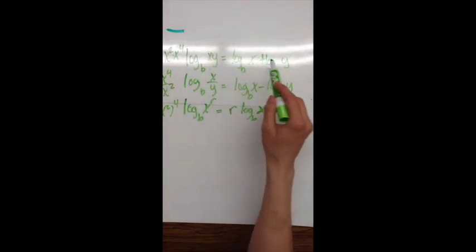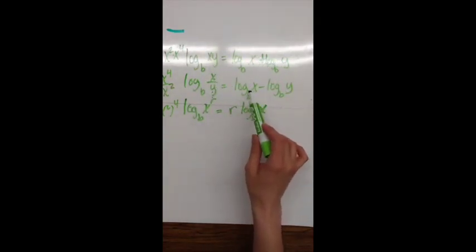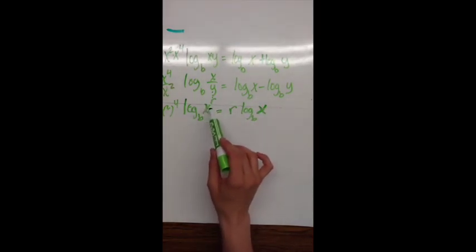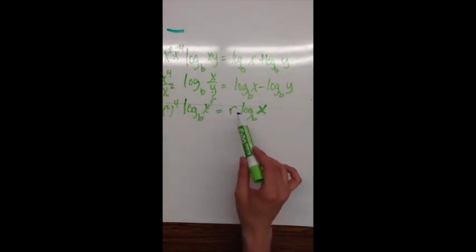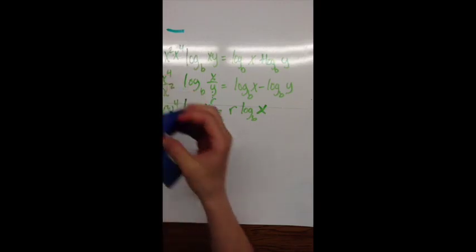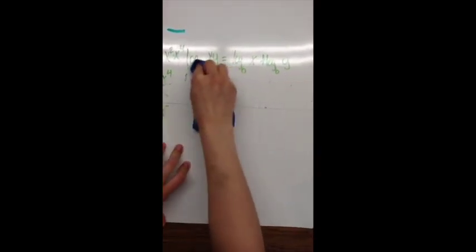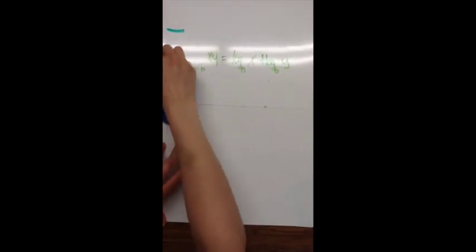So if you're multiplying the ofs, you split to 2 logs and put a plus. If you're dividing the ofs, I split to 2 logs and put a minus. If you have a power with the of, it gets multiplied out in front. So those are our three rules that we're going to be using as we're condensing. Now, condensing means that it wants it written as one log rather than several logs.